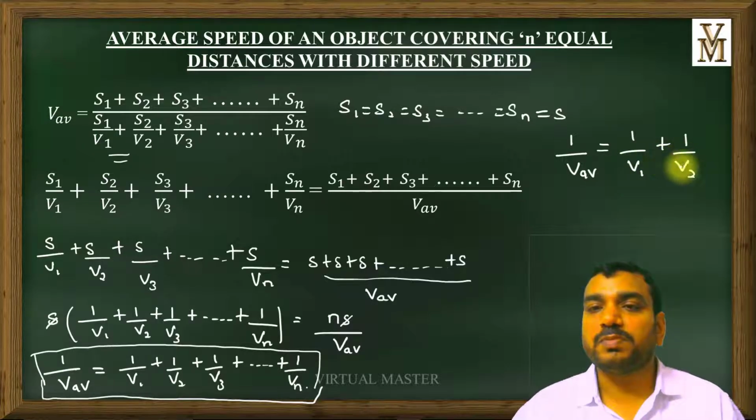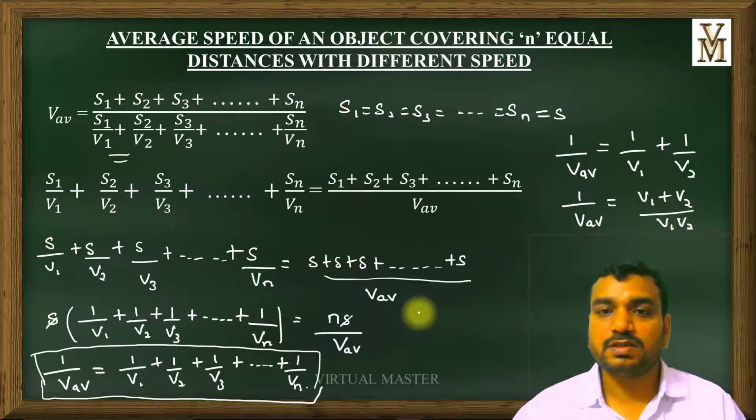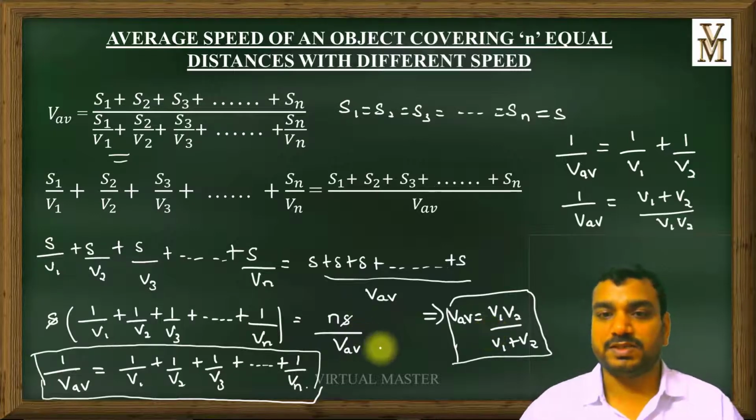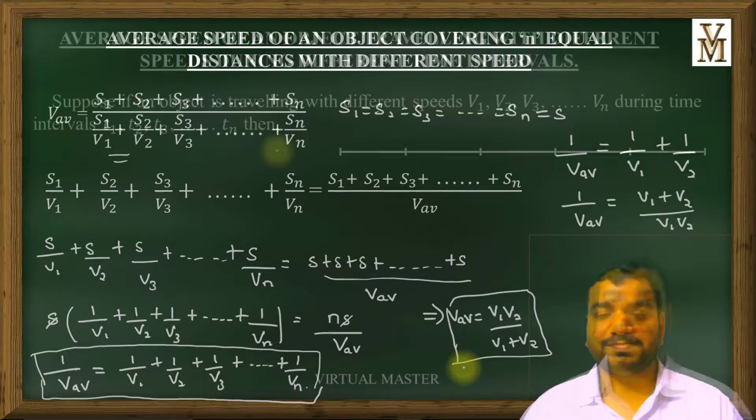Now after cross multiplying and simplifying, we are going to get 1 by VAV equals V1 plus V2 by V1 into V2. So I can write VAV equals V1 V2 divided by V1 plus V2. This is the formula for average speed of an object covering equal distances but with different speeds. Okay, two equal distances with different speeds. Okay, I hope everyone has understood the derivation of this formula.